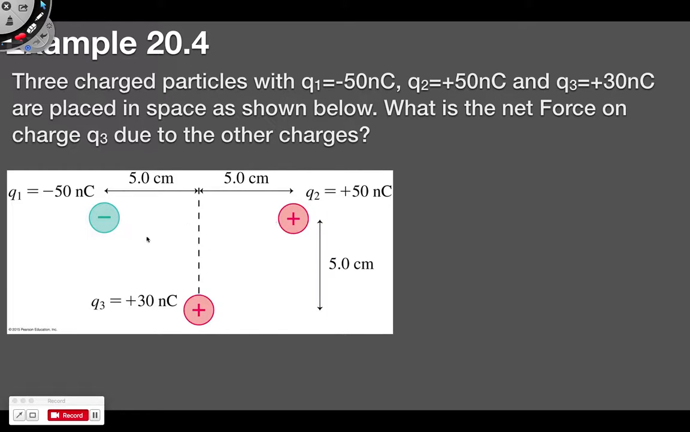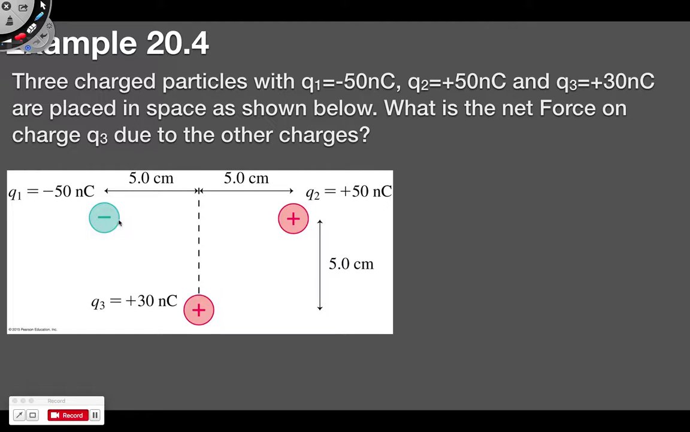These are 10 centimeters apart. This is 5 centimeters this way. So we know some of these things. What is the net force on charge 3 due to charge 1 and charge 2? I like to start with directions. So first of all, what's going to happen?